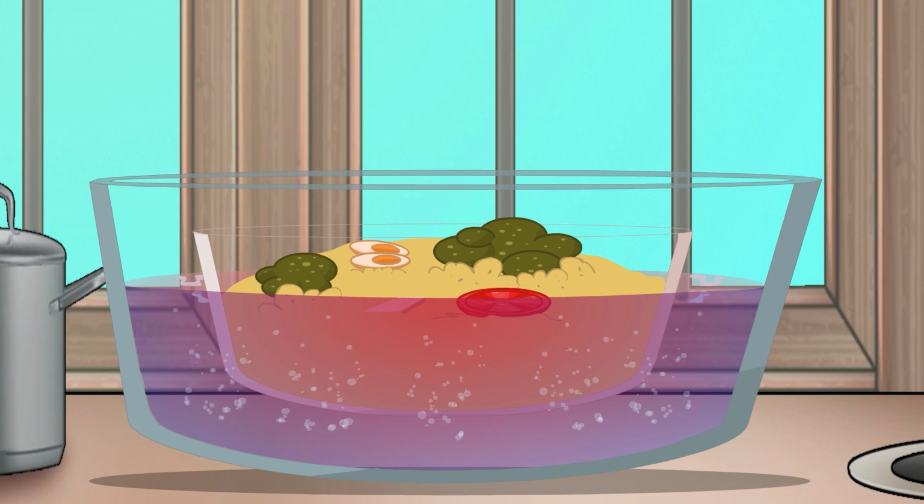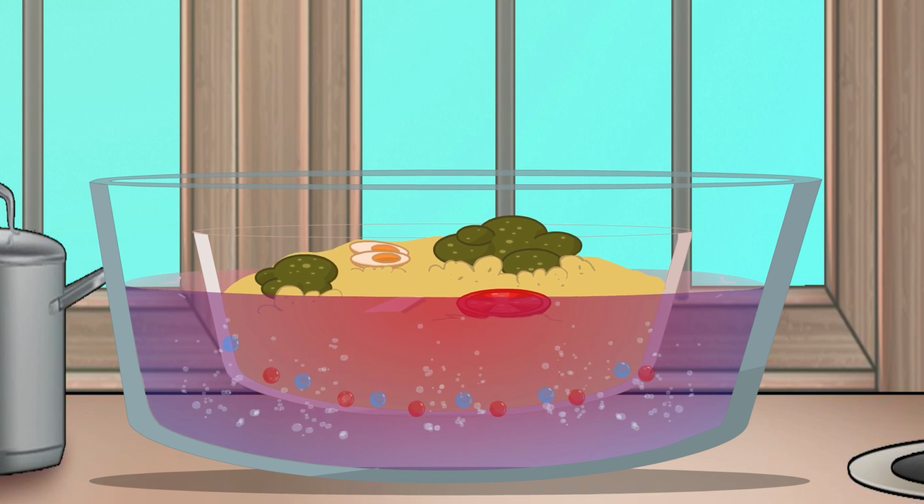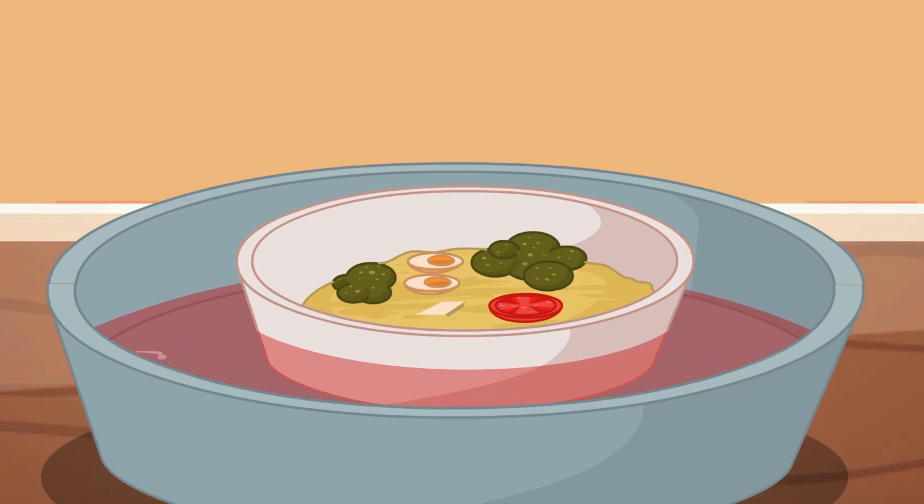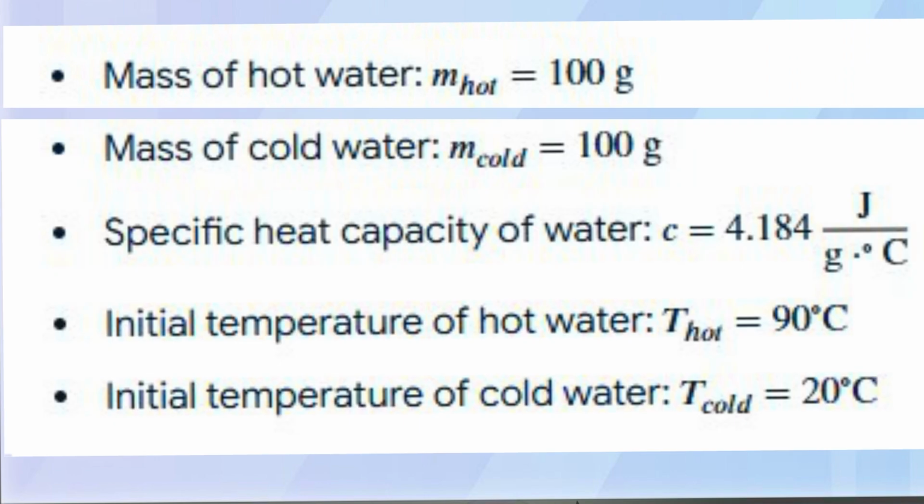3. Formula. The equation M hot times C times (T final minus T hot) equals M cold times C times (T final minus T cold) represents this principle. By substituting the known values and solving for T final, you can determine the final temperature of the water mixture.